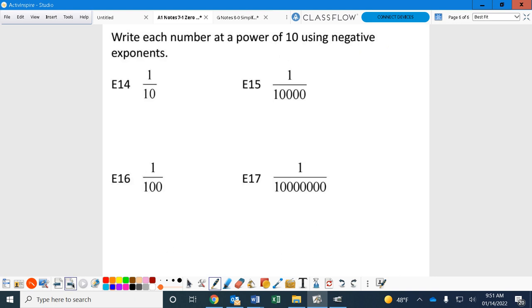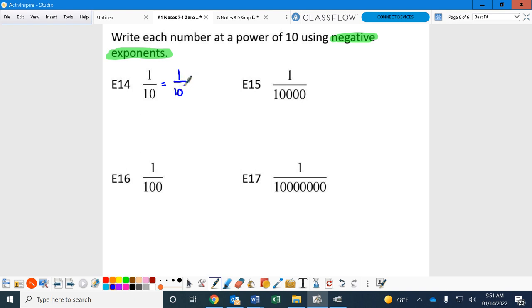But it's a little bit different because they're asking you to write these powers based on a negative exponent. Okay, that's different. Our goal when we simplify is to get rid of negative exponents. Now you're supposed to write these in terms of a negative exponent. Okay, so when you look at these, you've got 1 over 10. Guys, what power is 10 really to? 10 to the what? 1.